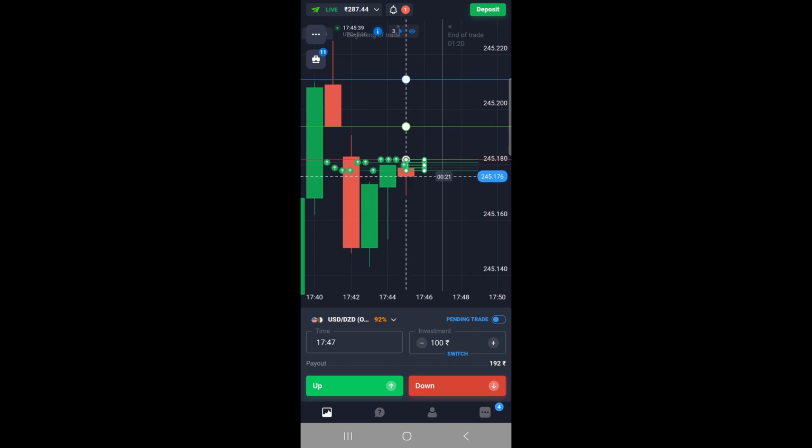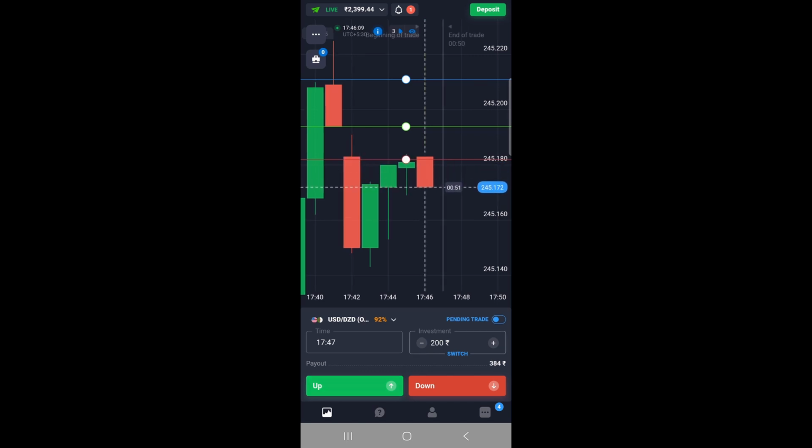But as you can see, here was the fair value gap, and the previous candle had a very long wick, and it has pressure of buyers. That's why I have placed trade in upward direction, and this candle should be closed in green. Done. Win. Our trade is win, guys, with a profit of 1000 rupees.